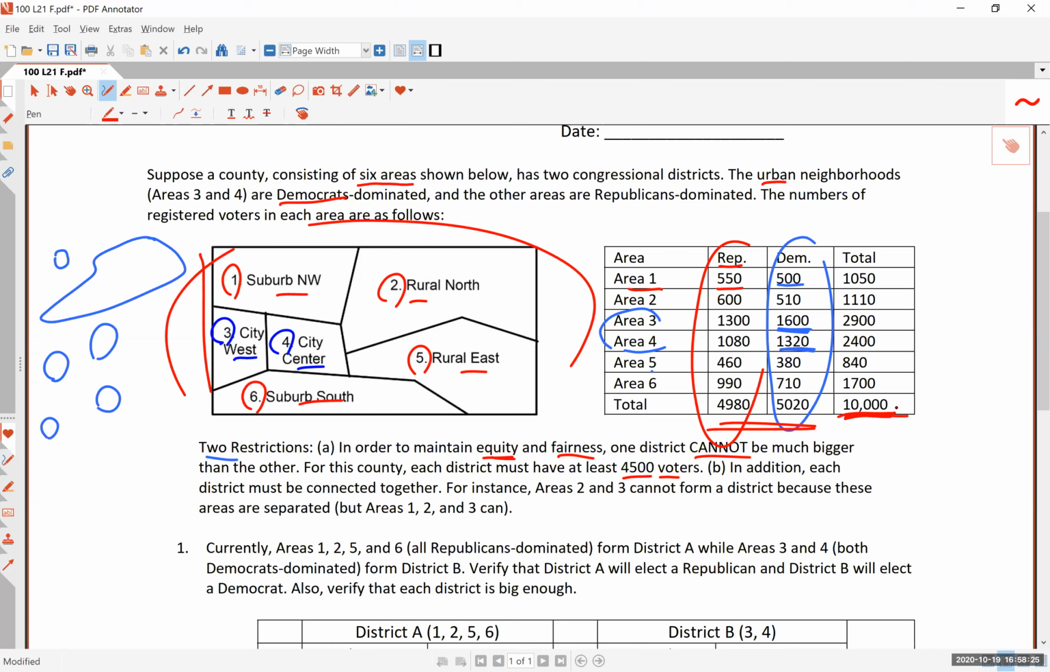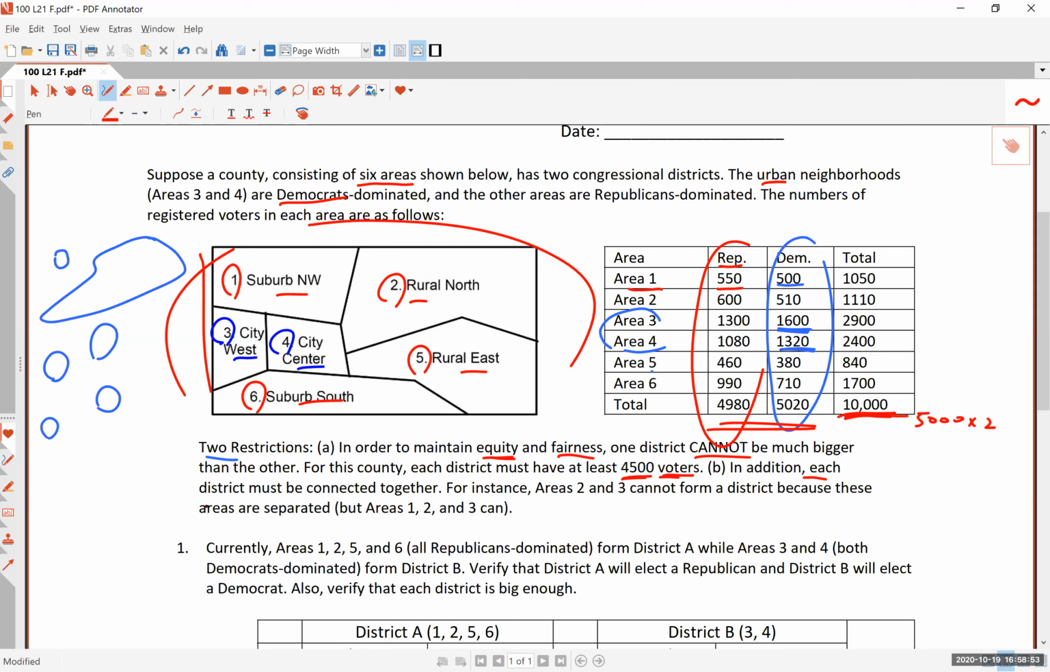This is made so that it's easier for us to understand. And so 5,000 would be the average, right? And you can allow some difference. You don't have to make the division so that each congressional district is exactly 5,000. That's not possible many times. But 4,500 sounds like a reasonable amount. So let's say each of the two districts must have at least 4,500 voters.